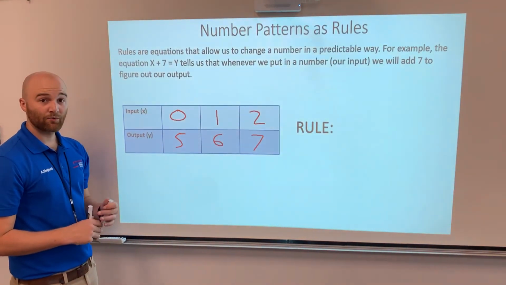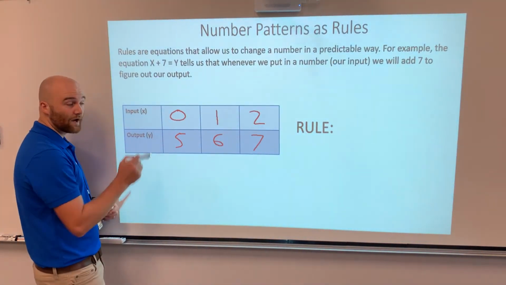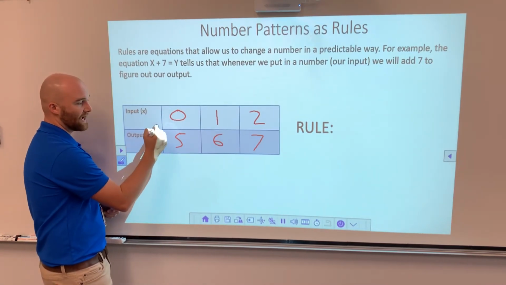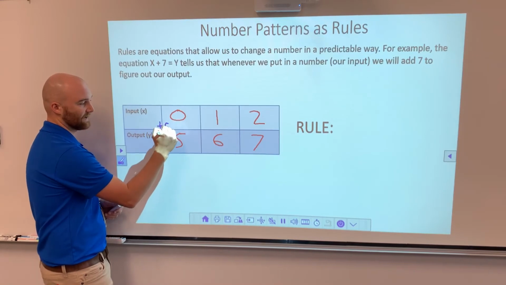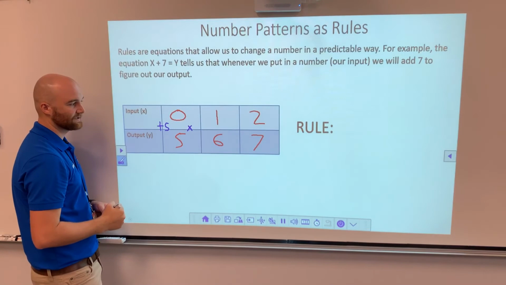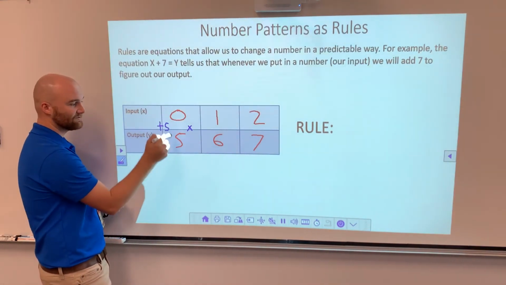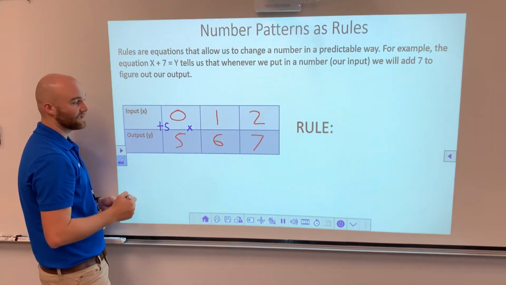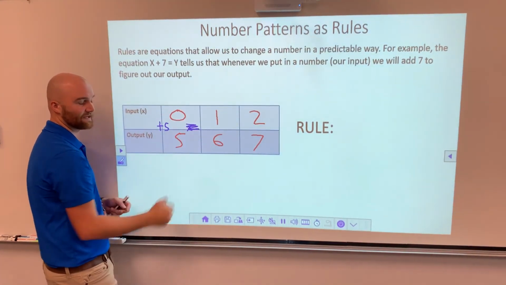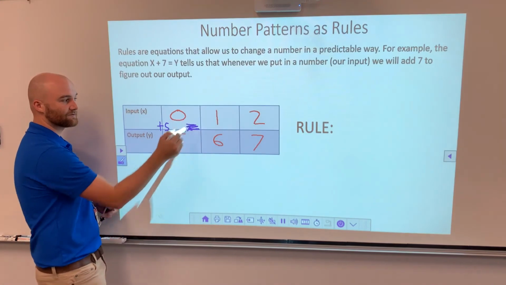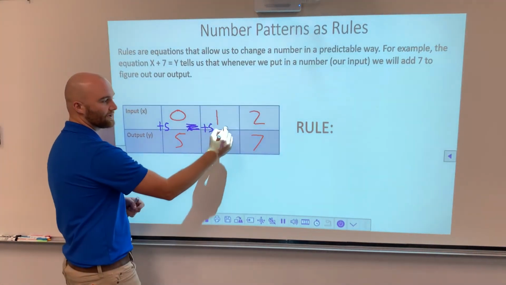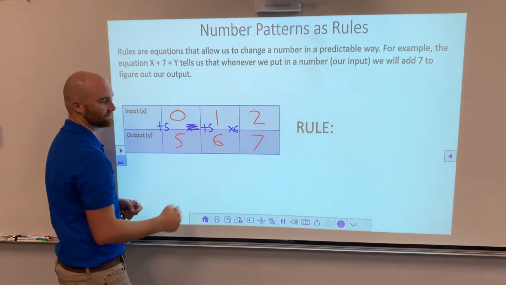Okay, to figure out our rule, here's how it works. I say, what could I do to my input to make it into my output? Well, I could either be doing plus 5, or I could be doing times, wait a second, there's nothing I can multiply times 0 to give me 5. So if there's nothing I can multiply times 0 to give me 5, this doesn't even work. Let's look at our next one. I could be doing plus 5, or I could be doing times 6.